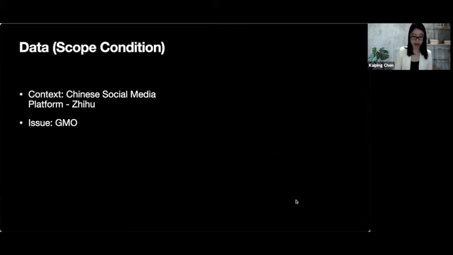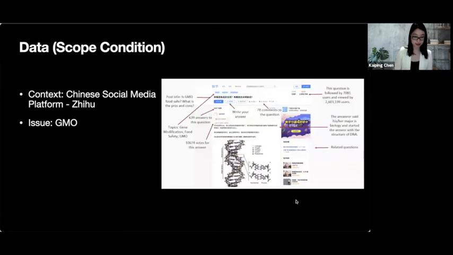So this is the scope condition. We tested this research question and these hypotheses. So for the context, we study a very popular social media platform in China where people share knowledge. It's called Zhihu. So here is a screenshot of the user interface on Zhihu. So people can post questions and answers about a topic on this platform.